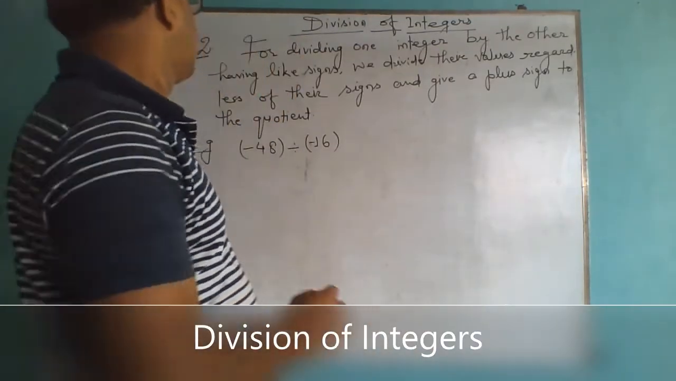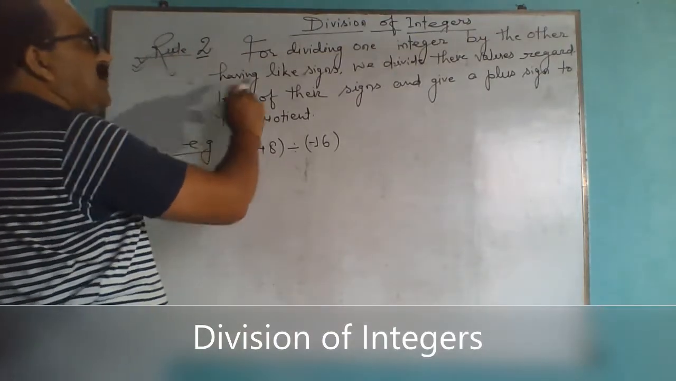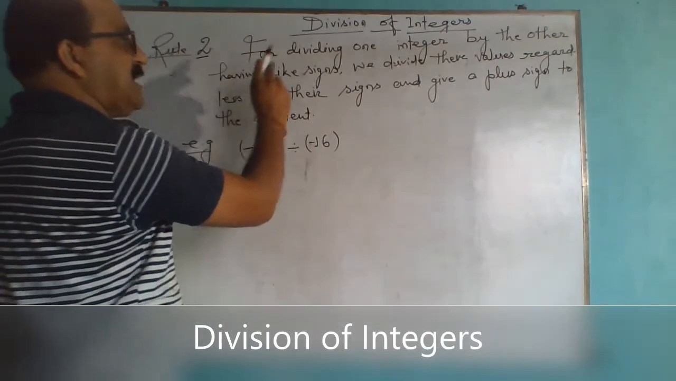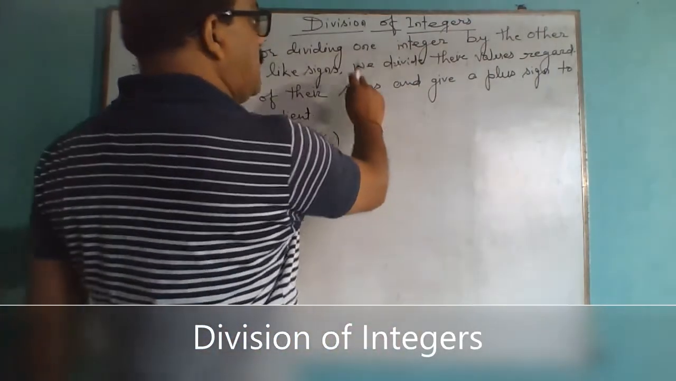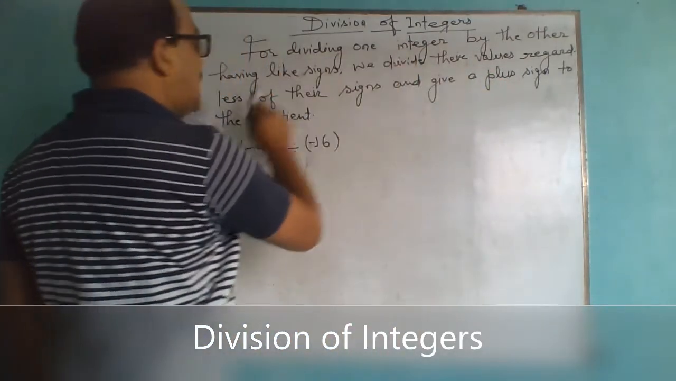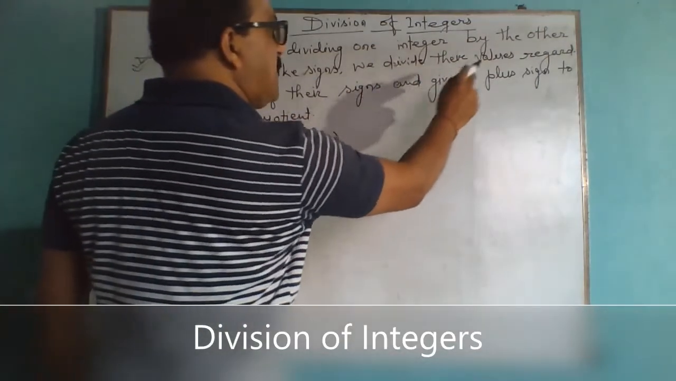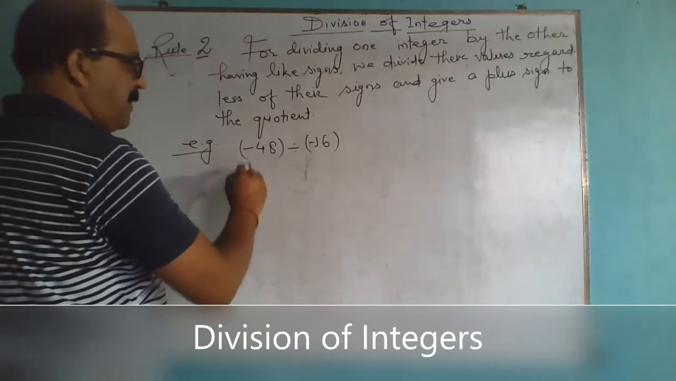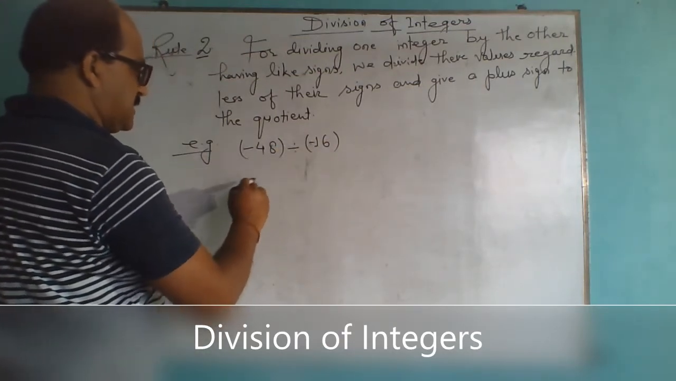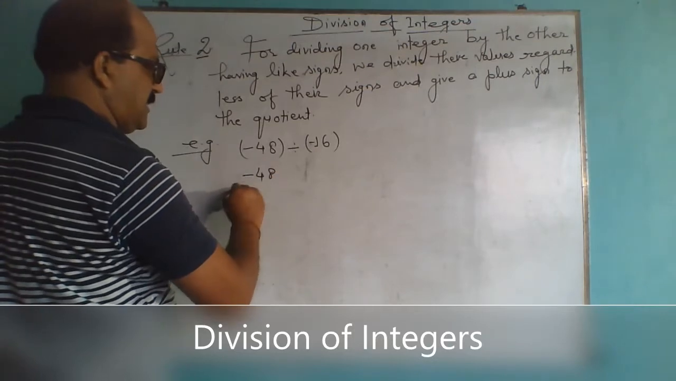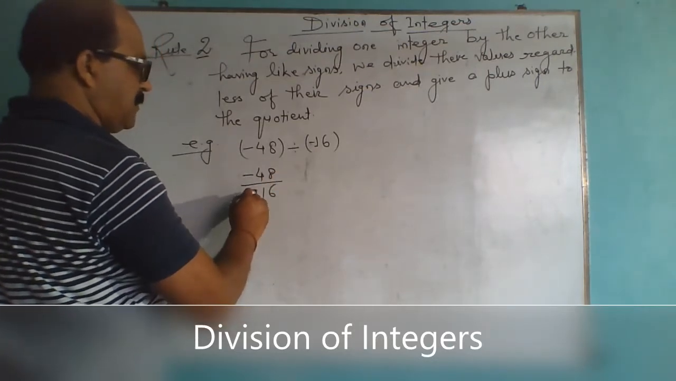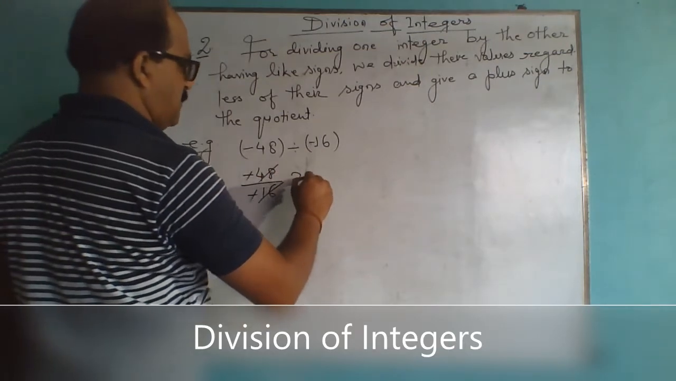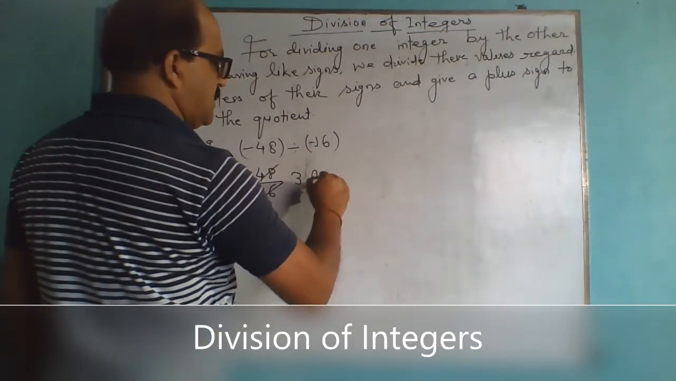Rule number 2 says, for dividing one integer by the other having like signs, we divide their values regardless of their signs and give a plus sign to the quotient. The question is here, minus 48 divided by minus 16. Both minus signs will be cancelled and 16 threes are 48. So the answer is 3.